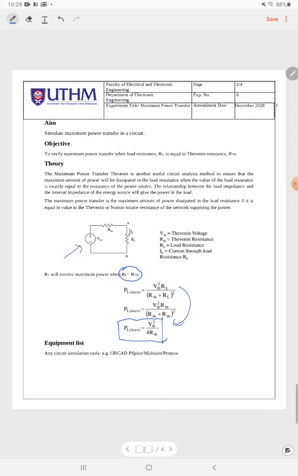But always remember, in order for maximum power transfer to occur, your RL and RTH values must be equal. This is actually the aim of our objective, to ensure that when your RL and RTH values are equal, you get the maximum power transfer. So therefore, you will use Proteus in order to simulate the circuit given in this lab sheet.